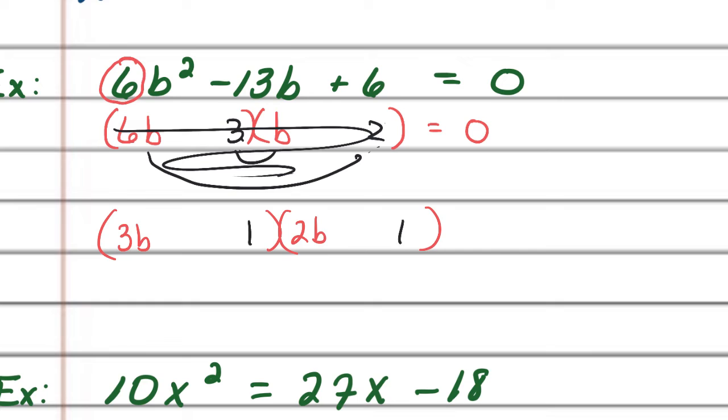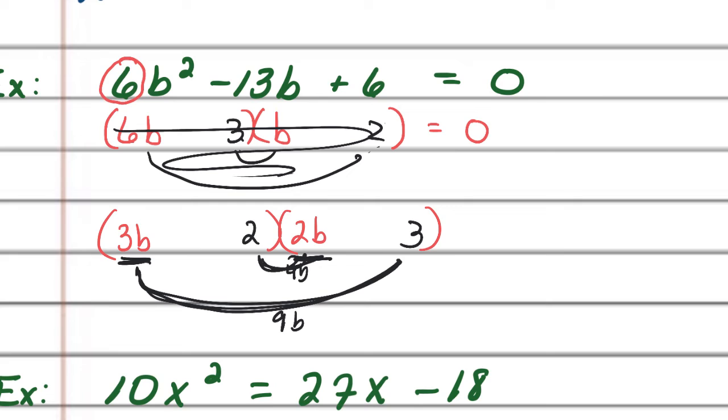And now I try that same pair with this combination out front. See here, this is 18, this is 2. 18 and 2 don't add up to 15. So I'm going to flip-flop my 6 and my 1. This is 12 and 3. 12 and 3 don't add up to 13. So I'm going to try 2 and 3. This is 9 and this is 4. 9b and 4b. They add up to 13 if they're both negative. So I know the 13 comes out right. I check my first term, 6b squared. I check my last terms, positive 6. So there's my factorization. Now, you can see that all that trial and error takes quite a bit of time.